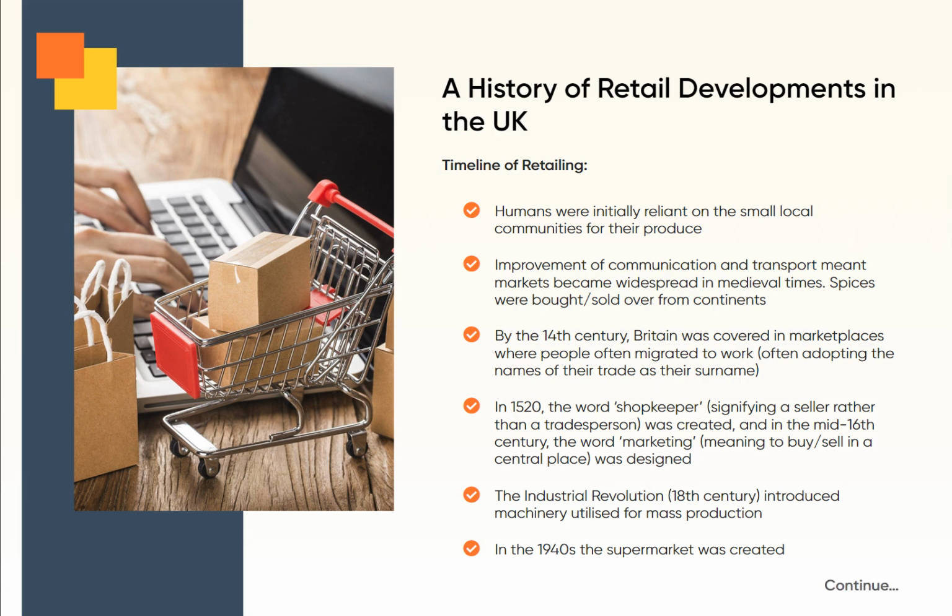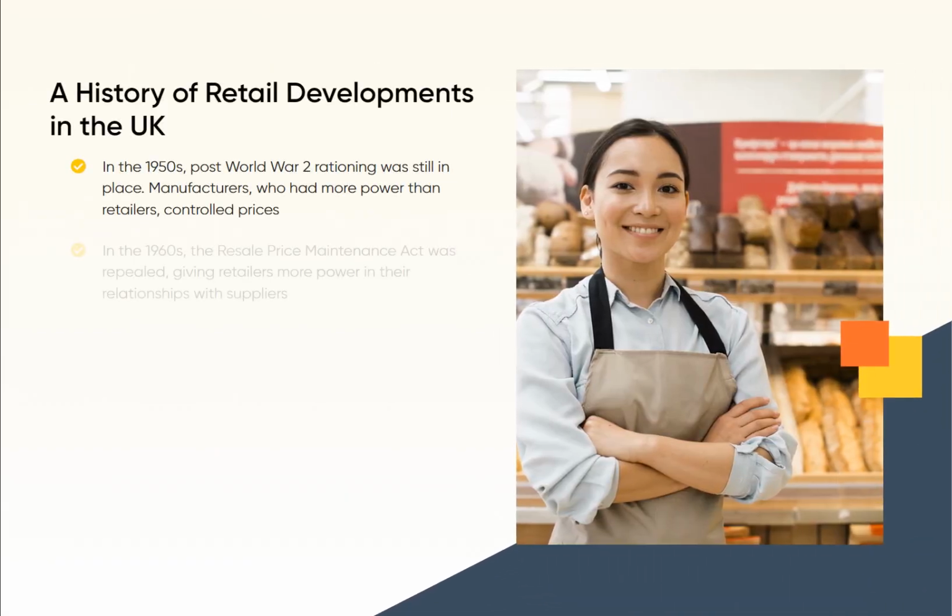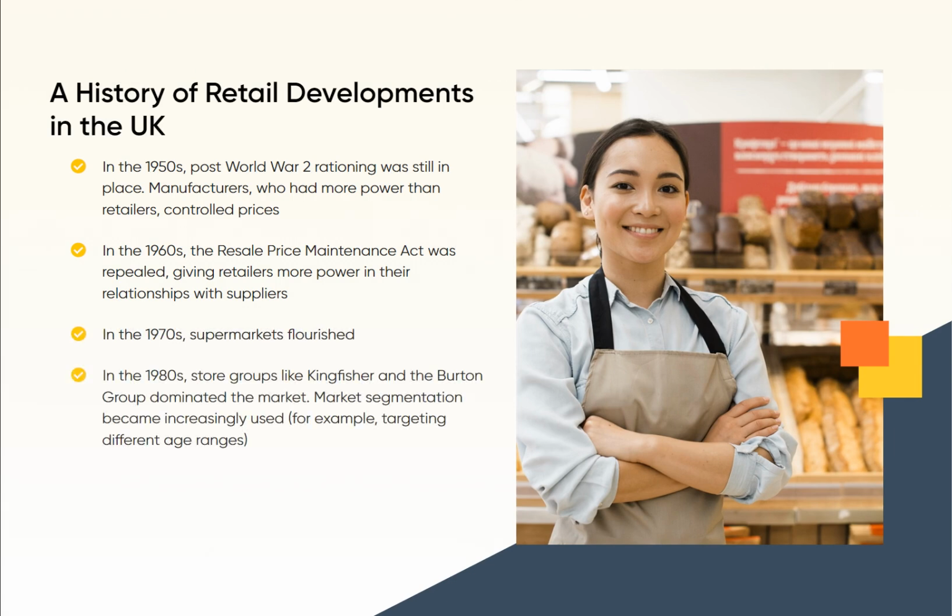The Industrial Revolution, 18th century, introduced machinery utilized for mass production. In the 1940s, the supermarket was created. In the 1950s, post-World War II rationing was still in place. Manufacturers, who had more power than retailers, controlled prices. In the 1960s, the Resale Price Maintenance Act was repealed, giving retailers more power in their relationships with suppliers.